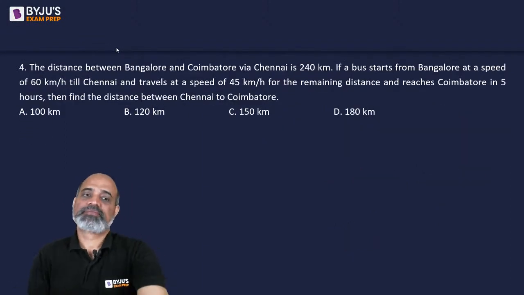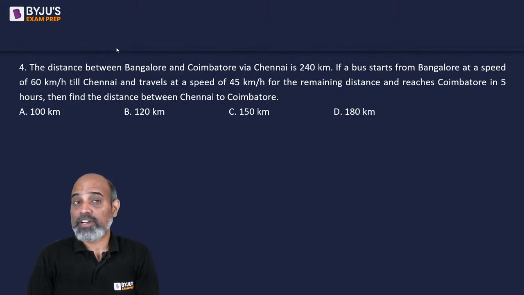Next question. The distance between Bangalore and Coimbatore via Chennai is 240 kilometers. If a bus starts from Bangalore at a speed of 60 km per hour till Chennai and it travels at a speed of 45 km per hour for the remaining distance and reaches Coimbatore in 5 hours, then find the distance between Chennai and Coimbatore. A very typical question on TSD where options will help.